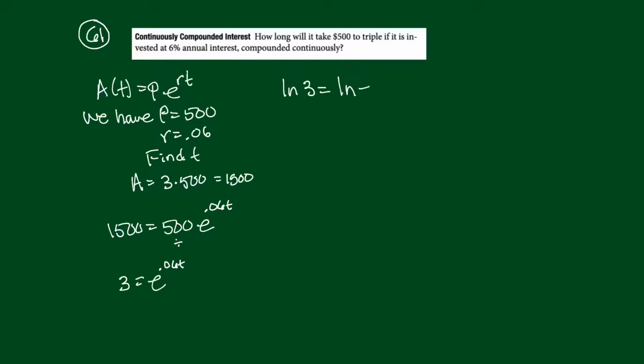You could just simplify this directly from here, because the whole point of taking the natural log of the exponential when they have the same base is just to get the exponent. So you could actually just write this step here. Natural log of 3 is equal to 0.06 t. Let's divide. t is the natural log of 3 divided by 0.06. And now I am getting that t is equal to, I'll round off, 18.31.